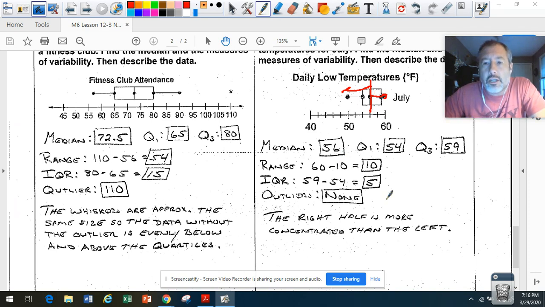So hopefully you understood how everything worked today. That was all that we have here for the box plots. Chapter 12, lesson 3. So make sure you understand it. If not, rewatch the video.